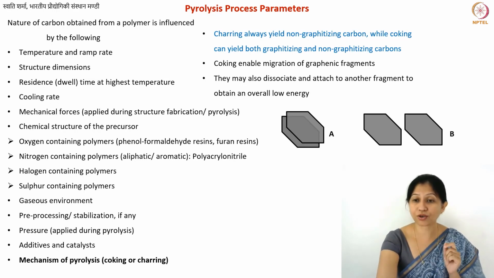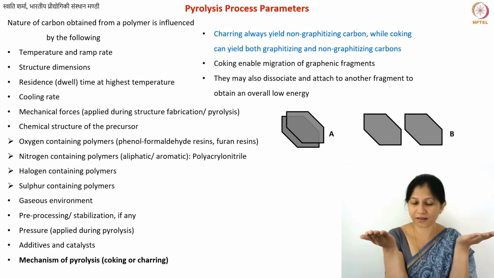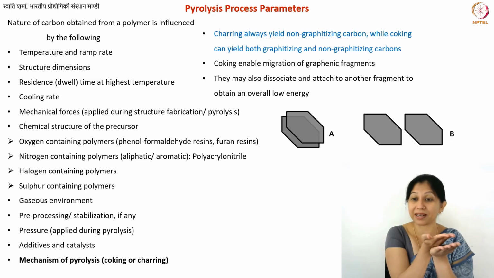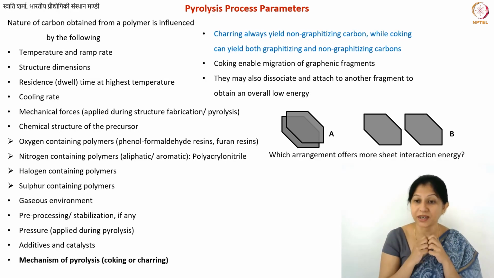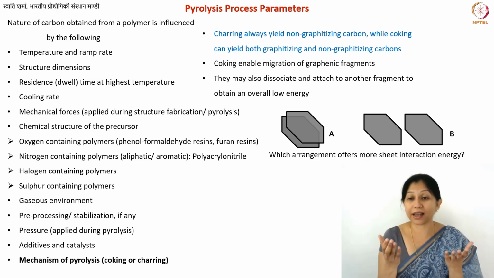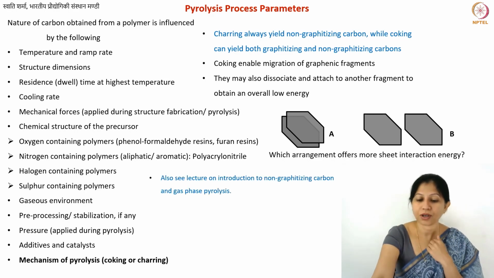Also, to show you how this works with the coking mechanism, the sheets can actually align on top of each other, or in the case of charring, that will not happen. If there are two sheets next to each other, there is little possibility that they can place themselves on top of each other. So this is for you to think about: which of these structures is better in terms of graphitization, or which of them enables more interaction between the two sheets. It's very clear, but this is for you to think.